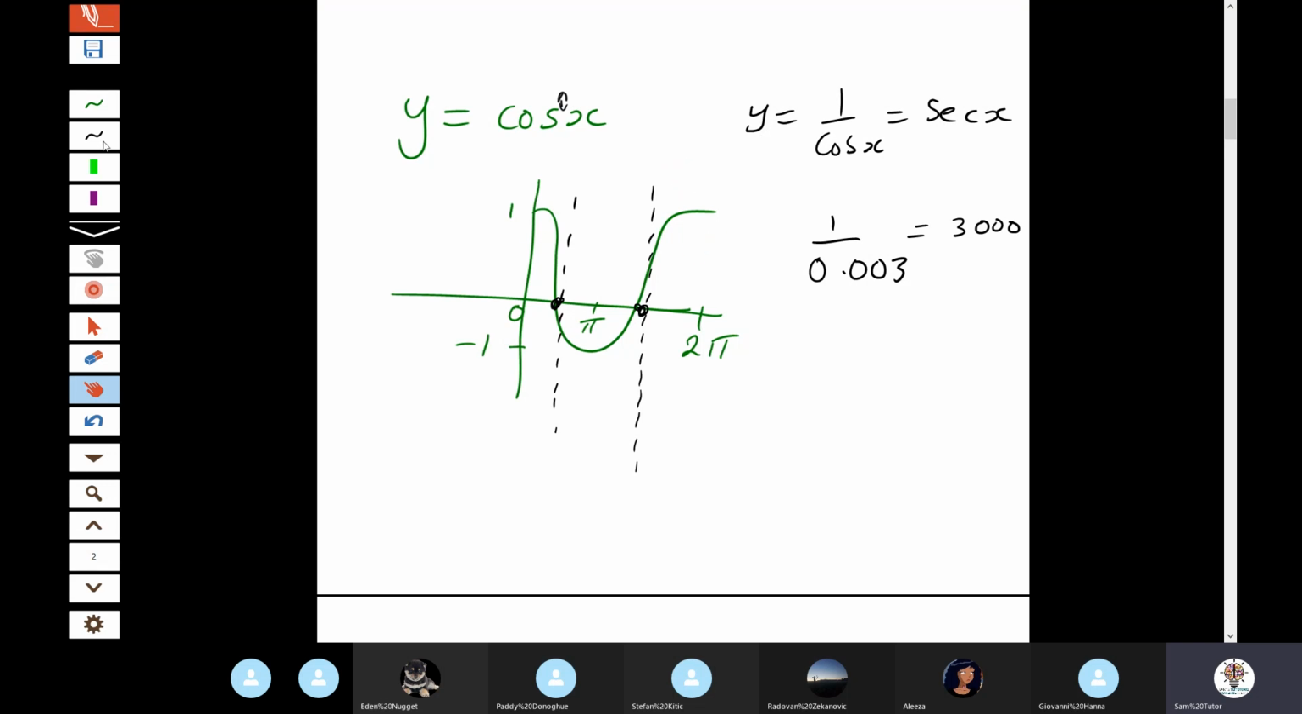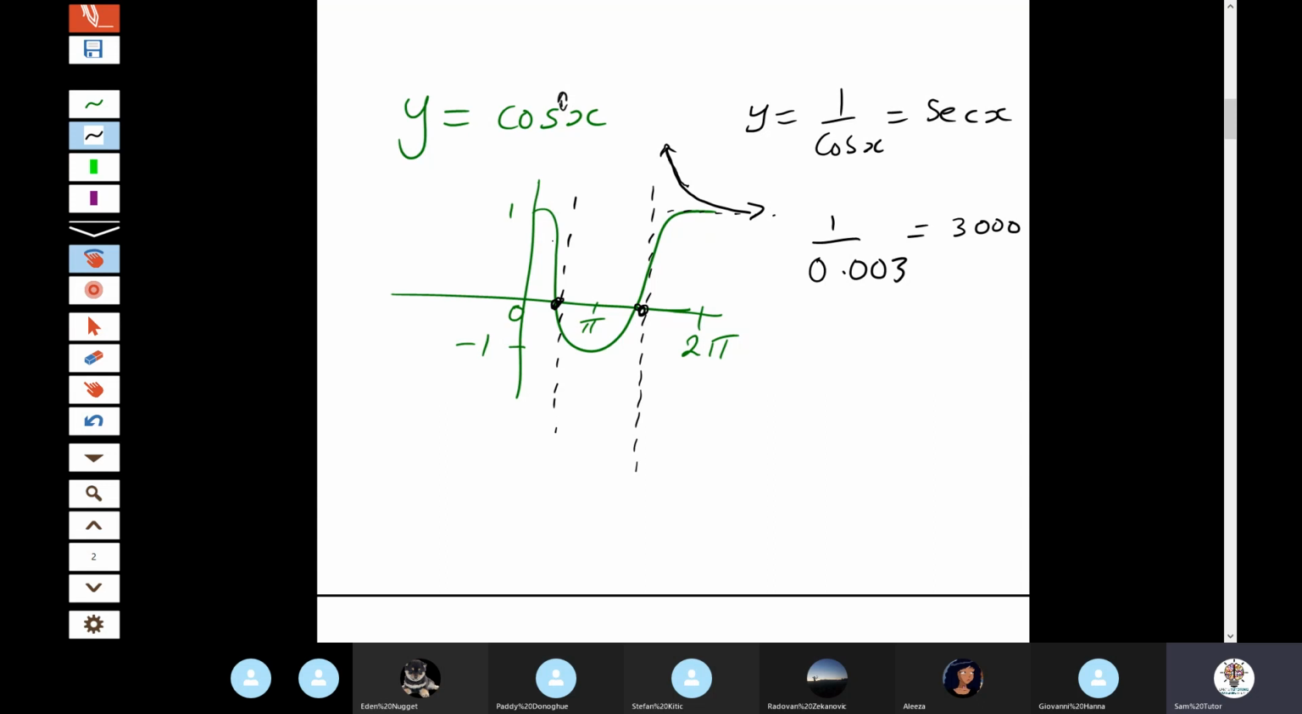What happens when you do 1 over a bigger number, just a little bit bigger? Well, it'll be a little bit smaller. What happens when you do a little bit bigger? Will be a little bit smaller. What's 1 over 1? The highest number I've got, 1. So the lowest number you're going to get is at 1. Does that make sense?